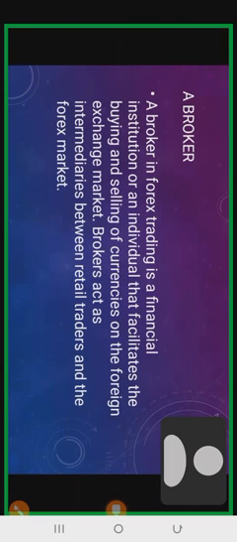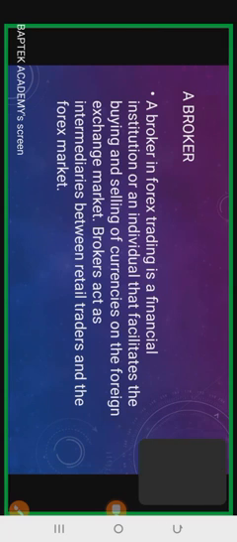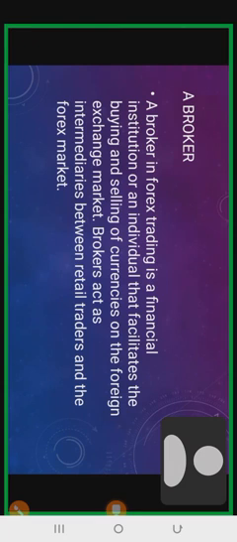Probably you take your dollar to him, and based on the current exchange rate, he will give you naira. So now he's changing. You guys are actually trading naira to USD. That's the transaction going on. So it could be a financial institution or an individual that facilitates buying and selling of currencies on different exchange markets. So brokers act as intermediaries between retail traders and the forex market.